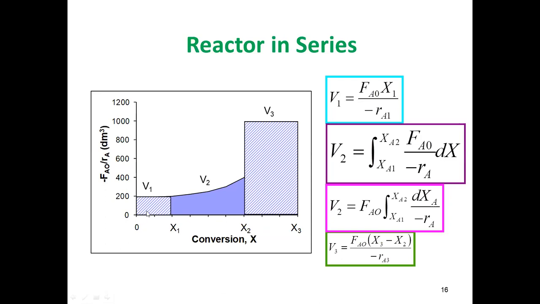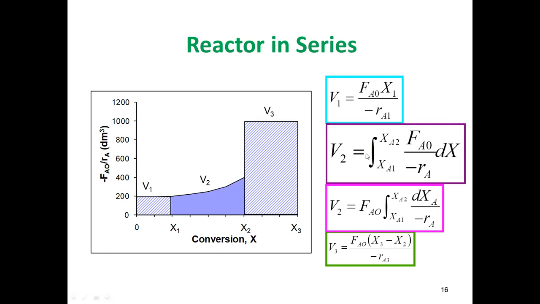The two MFRs will have areas representing rectangles because we don't integrate. The blue one here in the middle is for the area under the expression for the volume of the PFR. So these would be the three areas that we will be computing if we want the volumes of each of these three reactors. So this is the volume for the first CSTR.